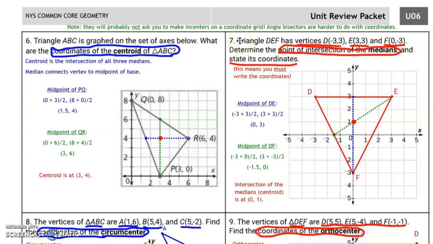For question number 7, it asks you to determine the point of intersection of the medians. That's another centroid, and to state its coordinates. Anytime it says state its coordinates, you must write the coordinates down somewhere. You can't just put a point. You must write them down somewhere like this.